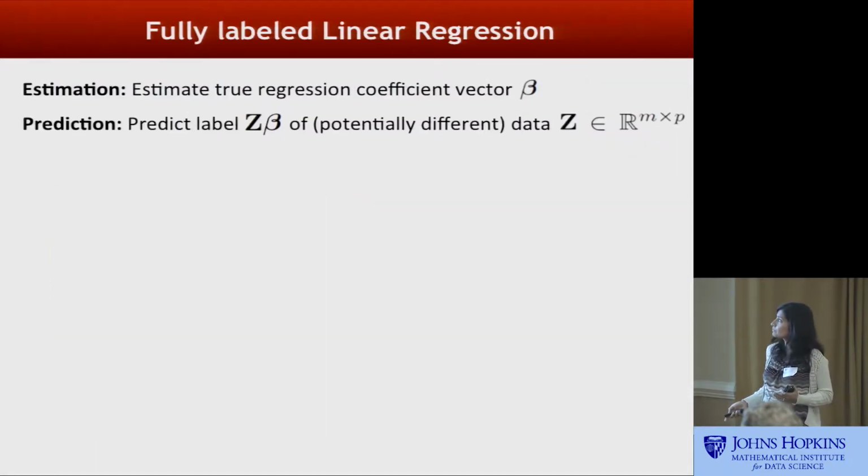So we can ask two questions. One is that of estimation, which is we want to recover the regression coefficient vector beta, and another is that of prediction. That is, I want to predict the label, which is just z times beta for some data z, which could be different from x.